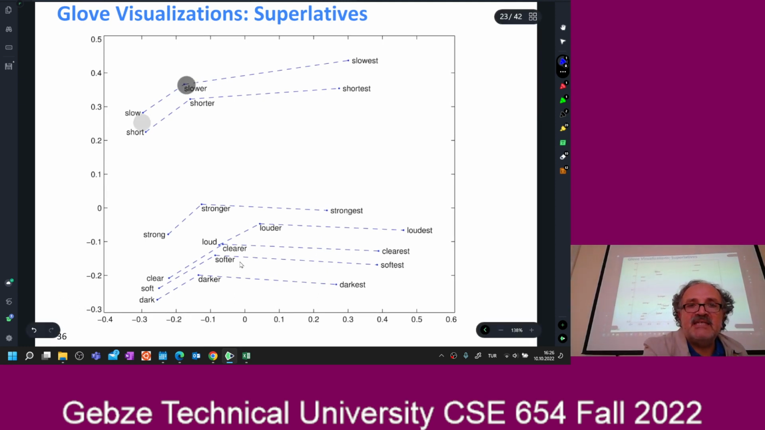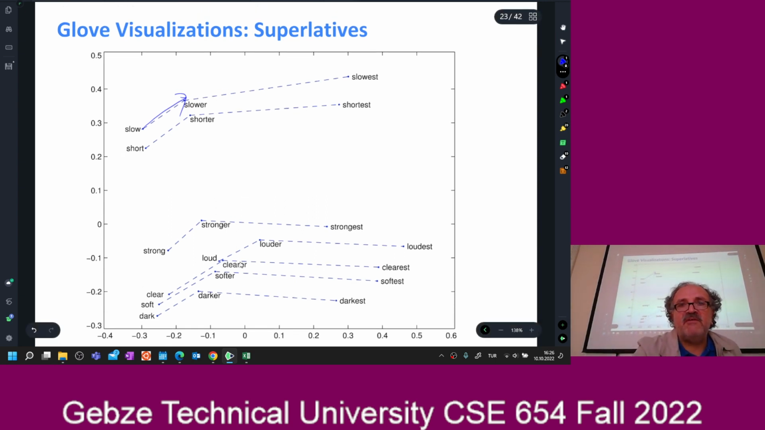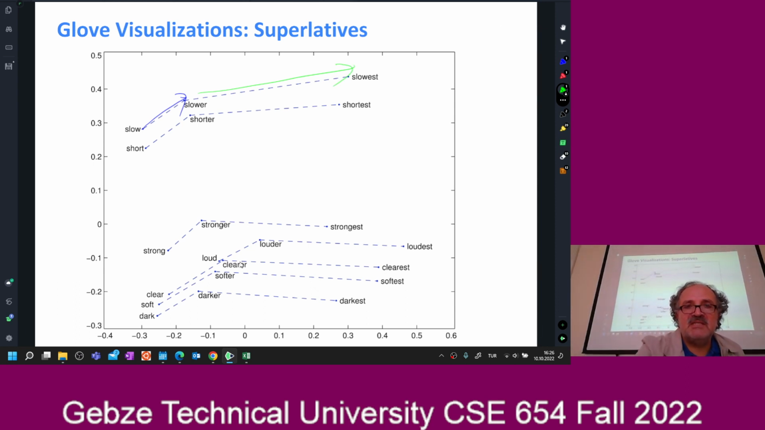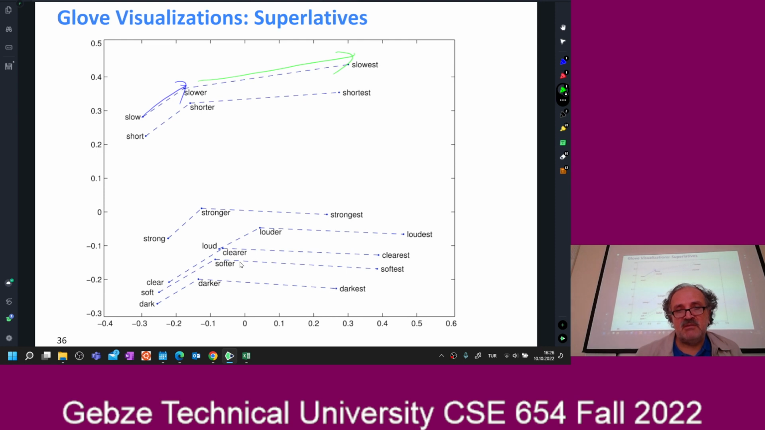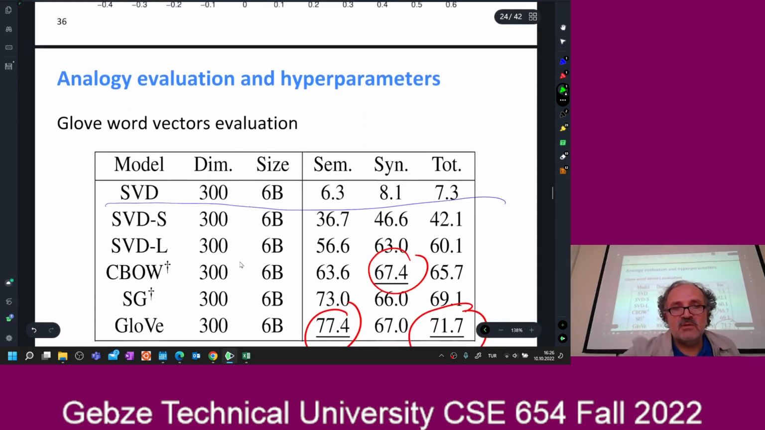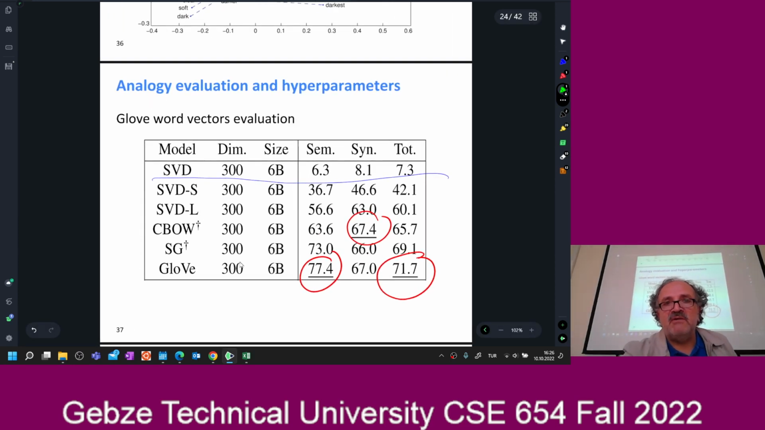If I add this vector to any adjective, it becomes, okay, slow becomes slower. And if I add this vector to this green one, to any of these adjectives, it becomes the superlative, okay, slowest. It knows about the grammar, it learned about the grammar, okay? It learned about the grammar. So these are all intrinsic evaluations. Somebody talked about it, analogy evaluation.